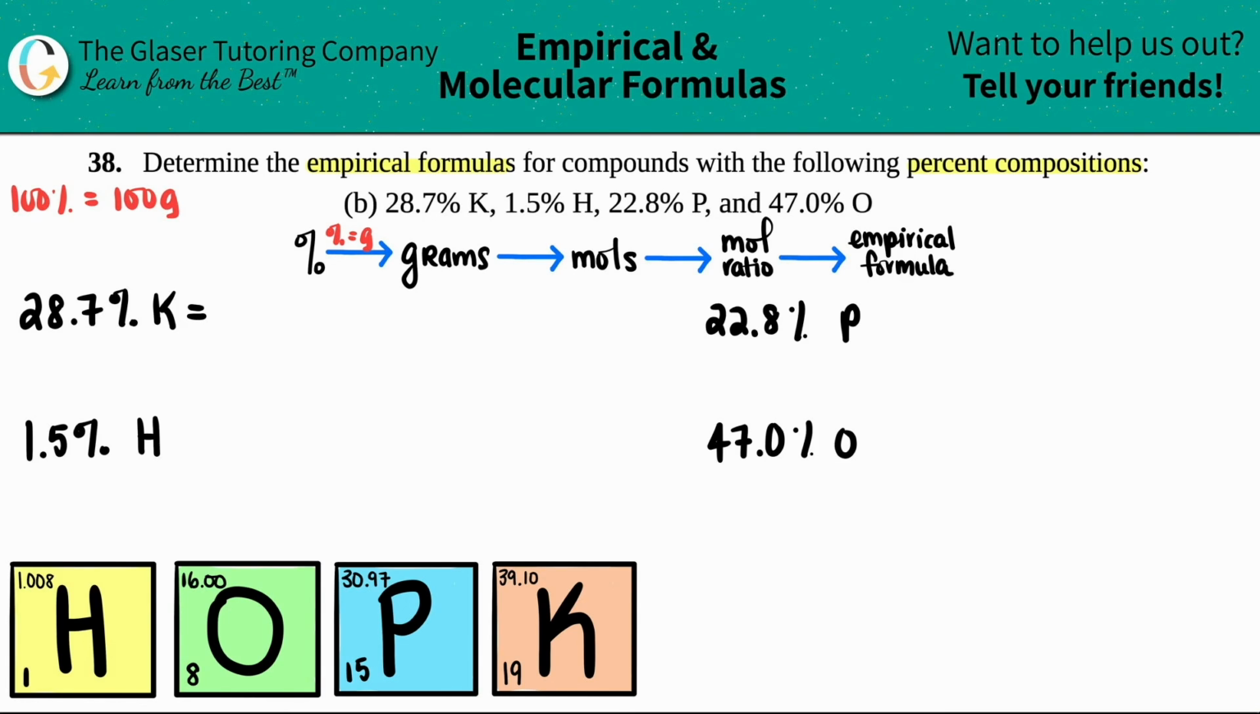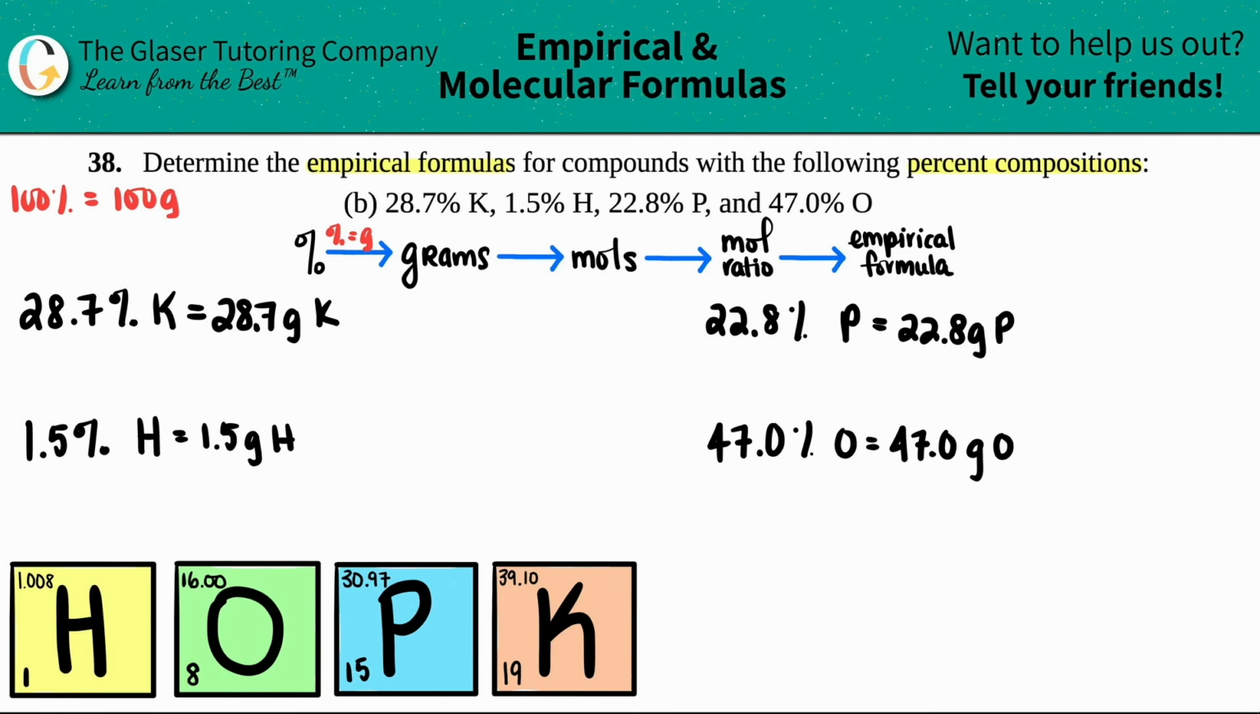I'm going to say that 28.7% is really 28.7 grams of potassium. 1.5% hydrogen is really 1.5 grams of hydrogen. 22.8% phosphorus is the same thing as 22.8 grams of phosphorus. And 47.0% oxygen is really 47.0 grams of oxygen. And the first step is done already. Now we got to move on to the next one.